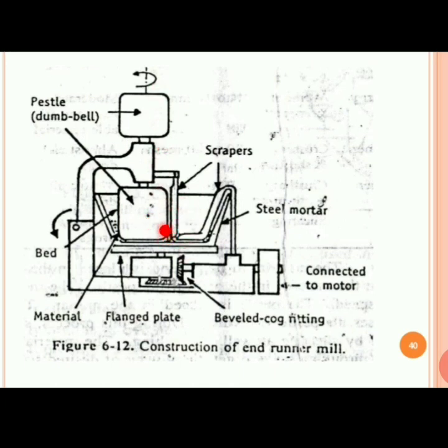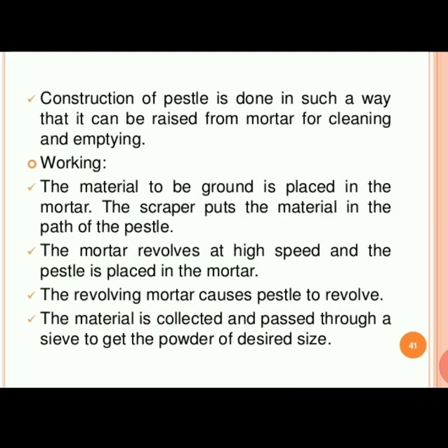Then what is the working of this mill? Here the material is placed inside the mortar. Then the mortar rotates at high speed. The pestle is placed in the mortar with the scraper. The rotating mortar causes the revolution of the pestle. Here due to this, size reduction is achieved by shearing as well as crushing. After proper size reduction of the material, the powder is collected from the mortar and passed through a sieve to get the desired size of powder.